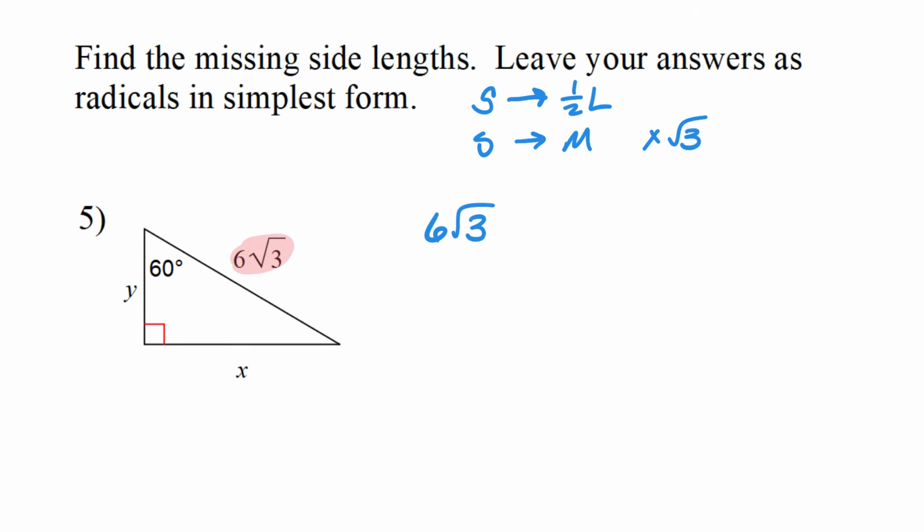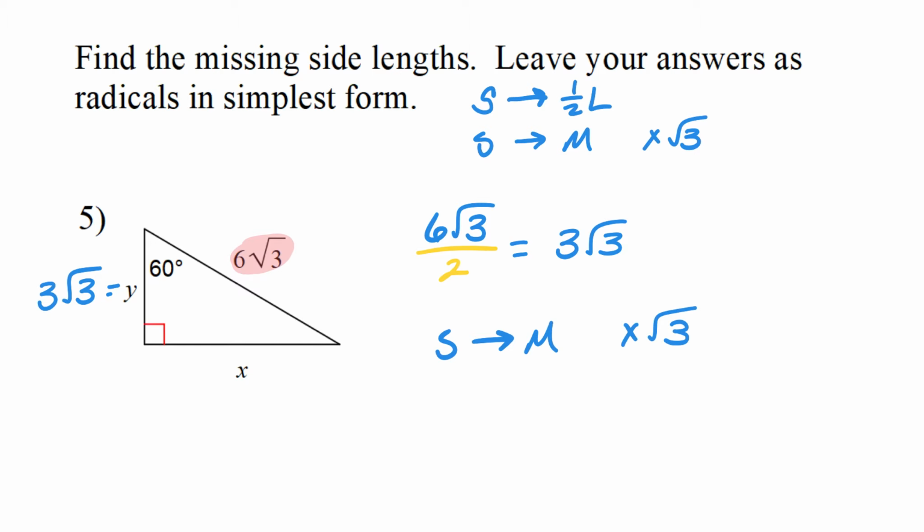In this case, we are given the hypotenuse. So the first thing we need to do is move back and see what the small side is. So there's our hypotenuse. In order to find what the small side is, we've got to divide by 2. So 6 square root 3 divided by 2 is 3 square root 3, with the square root of 3 just tacked on. So our small side is equal to 3 square root 3. And then the way we move from small to medium is we multiply times the square root of 3.